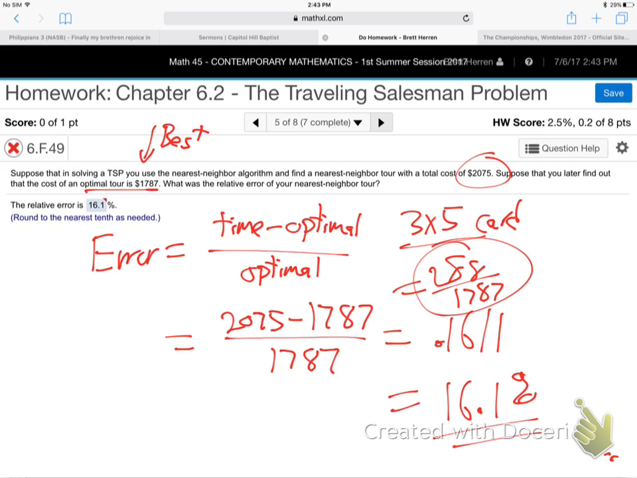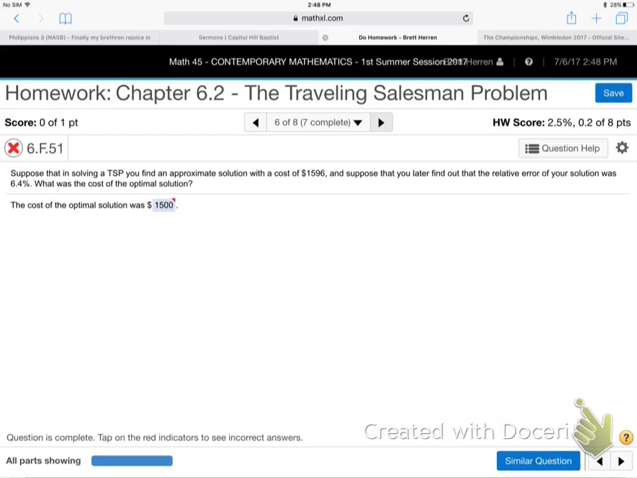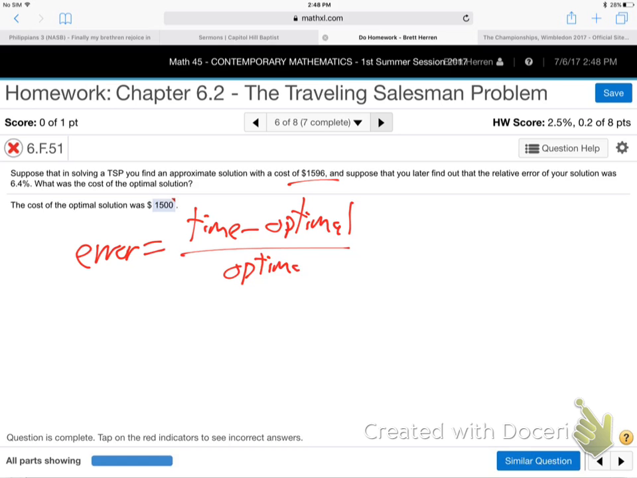Just time minus optimal over optimal. Try another one. So suppose you find the best cost, an optimal, same kind of thing. Error equals your time or your cost, same thing, minus optimal over optimal. Okay, and they're saying the cost is $15.96, so that's your time, your cost, whatever. And the error was 6.4%. What was the optimal? Well, do you realize they're giving you the error now is 6.4%.